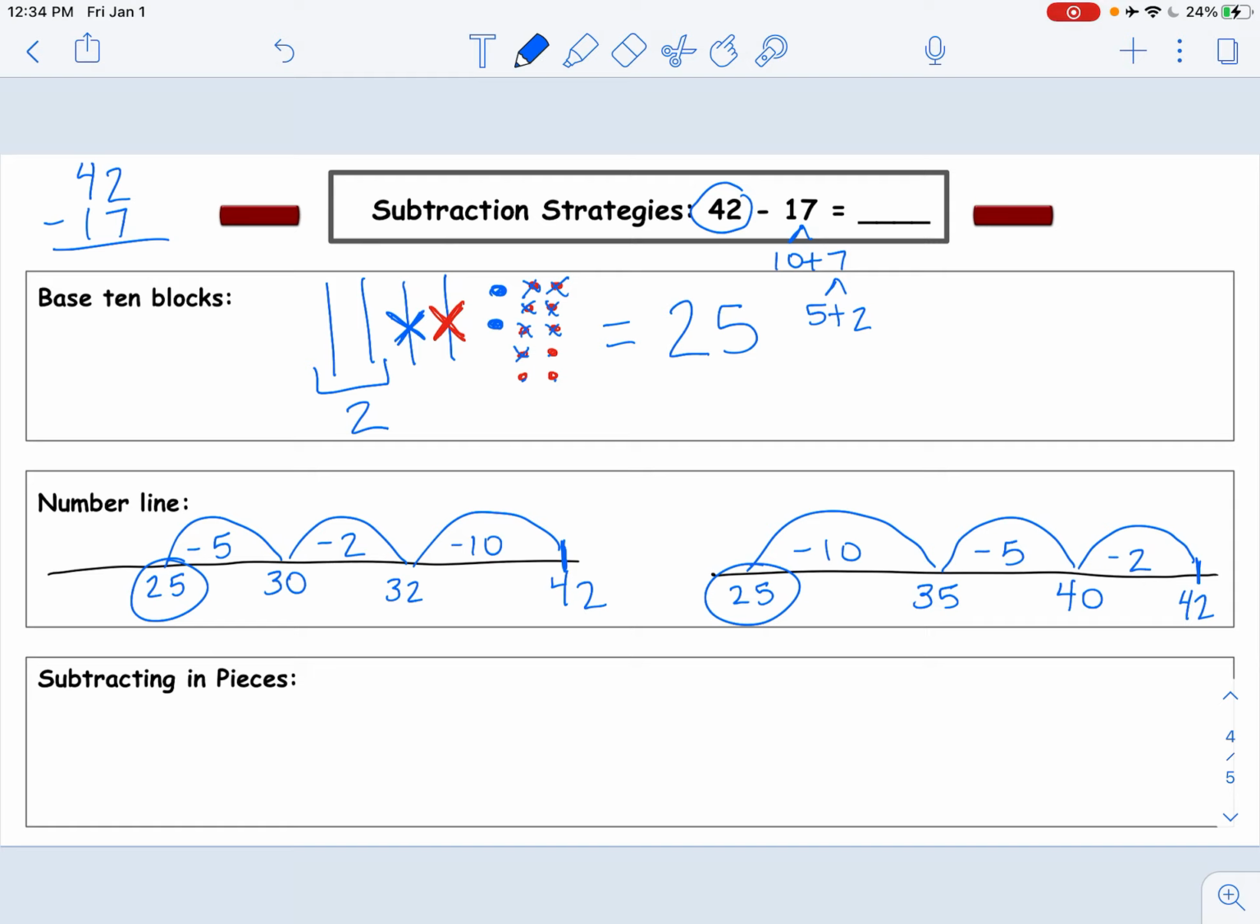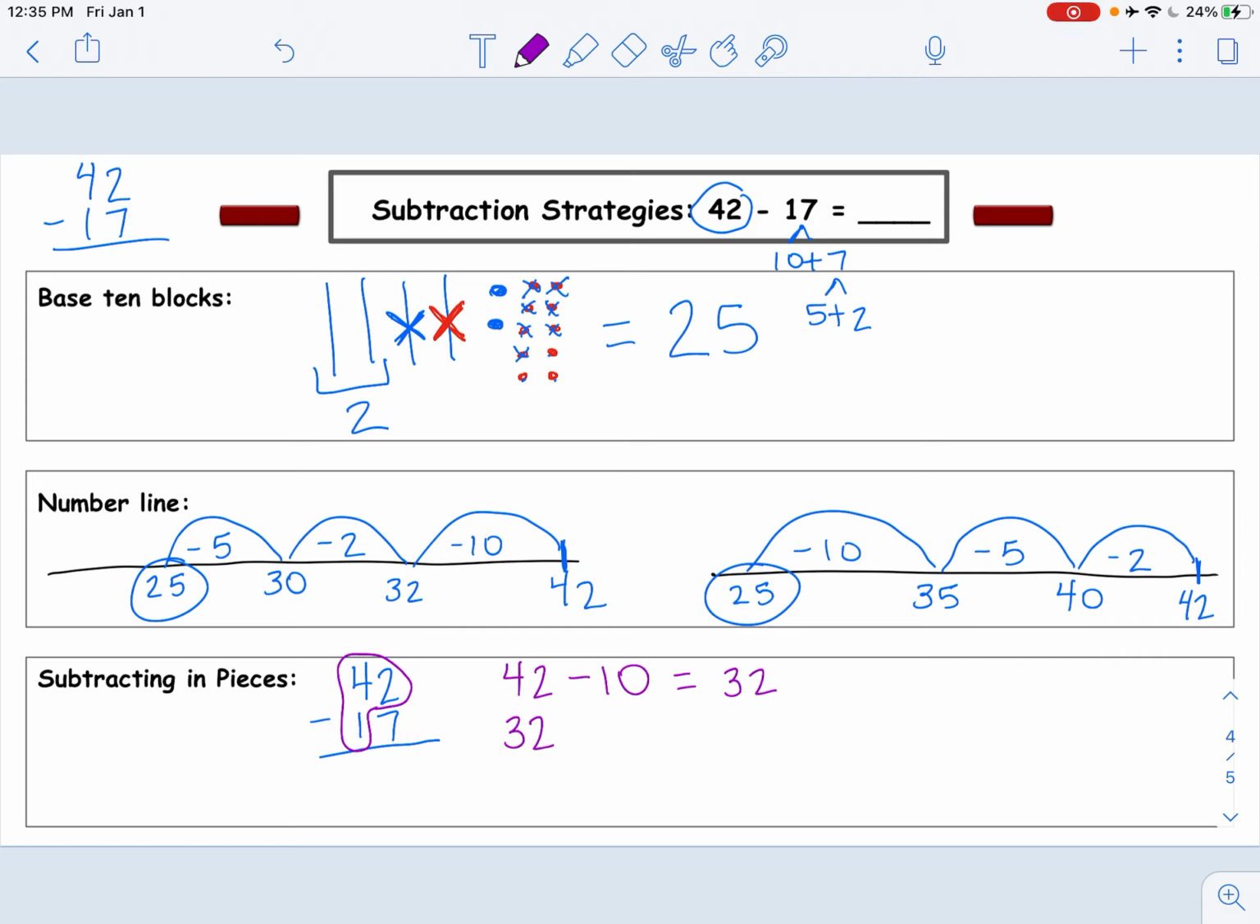So subtracting in pieces, I'm going to write my equation vertically this time. I'm going to do 42 minus 17. And what I'm going to do is circle my largest number, my number on top, and the number in the tens place below it. So I circled the 10 and obviously not the 7. So now over to the side, I'm going to subtract those numbers. So 42 minus that 10. Of course, I'm not writing 42 minus 1, because it is the number in the tens place. That represents a 10. 42 minus 10 equals 32.